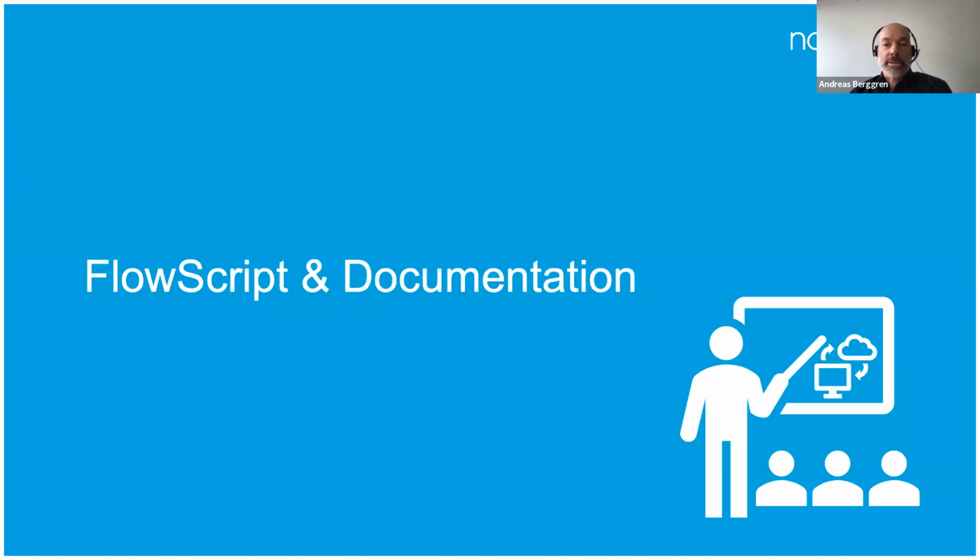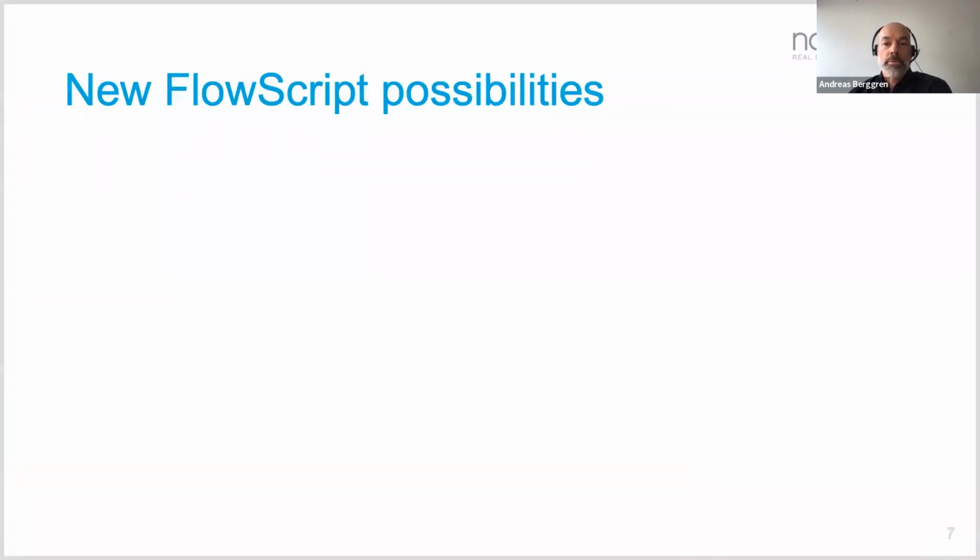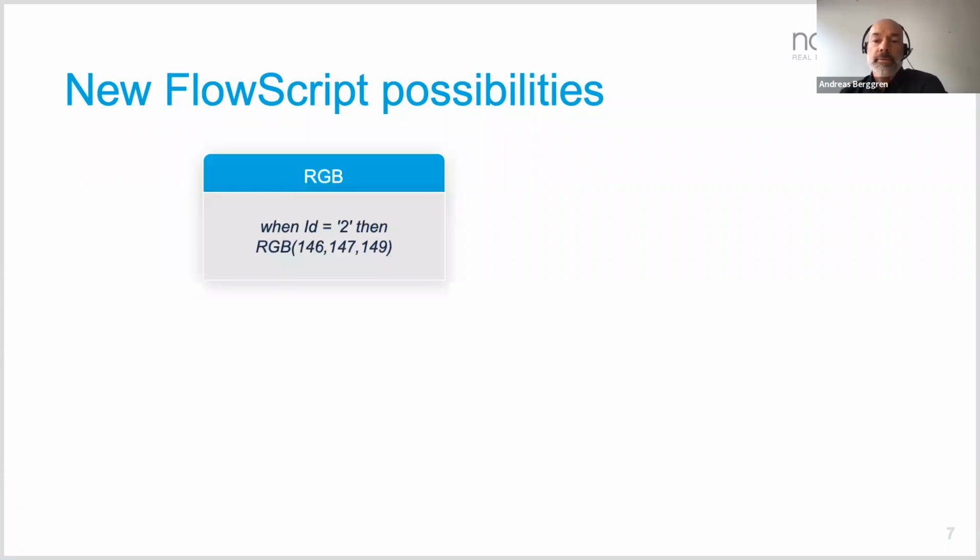Flow script and documentation. So we have added new functionality to Flow script. First, we have the RGB function where you can specify RGB values to define colors for your styling of lists and grids.